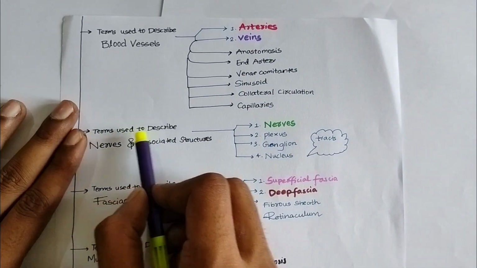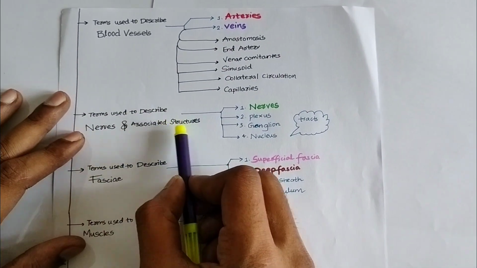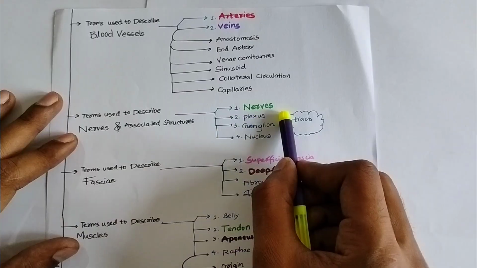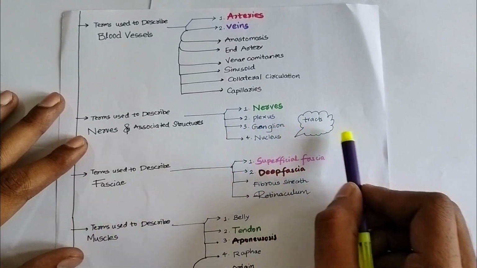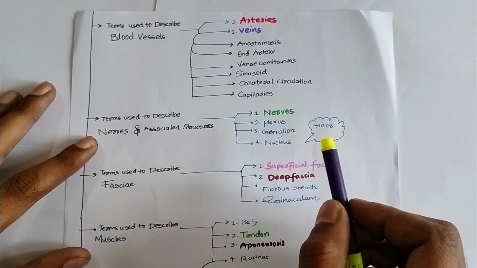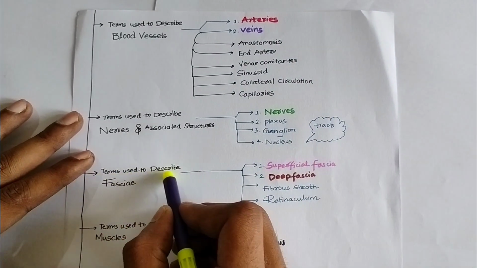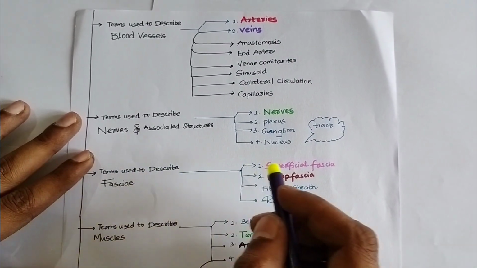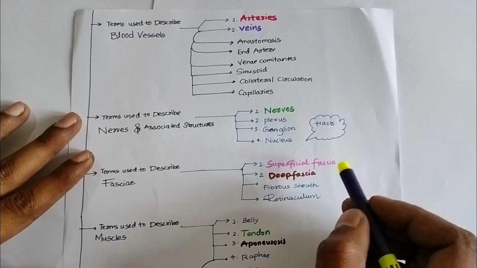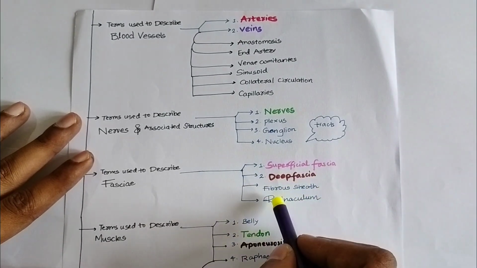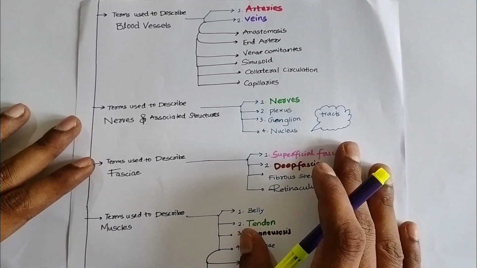The terms used to describe nerves and associated structures: nerves, plexus, ganglion, nucleus, tracts. Whatever they call them, you should know that. Terms used to describe fascia are very important: superficial fascia, deep fascia, fibrous sheath, retinaculum. You should know these.